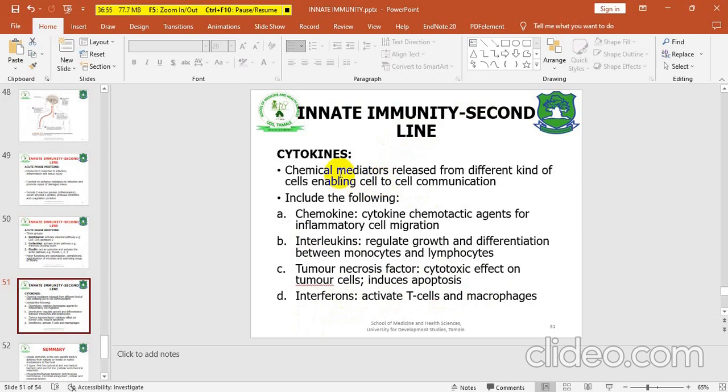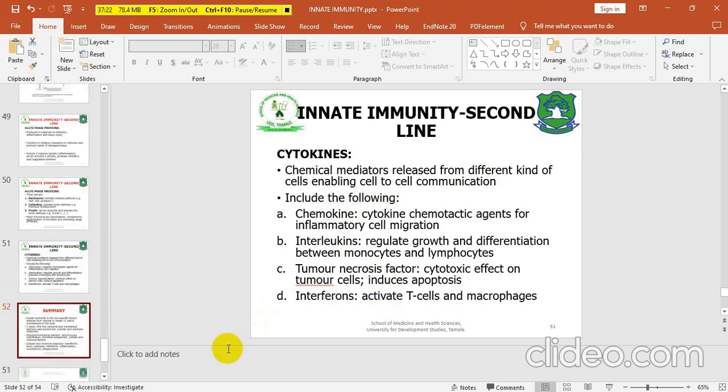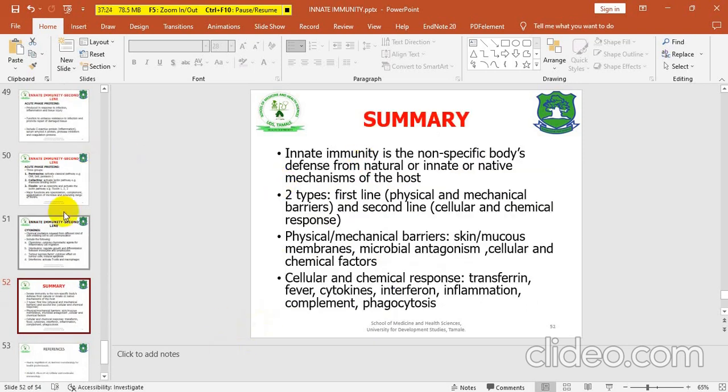Cytokines are chemical mediators released from different kinds of cells, enabling cell to cell communication. The cytokines include chemokines, interleukins, tumor necrosis factor, and interferons. They are all cytokines. In another lecture, we'll be looking at cytokines and other things. So this is our summary.